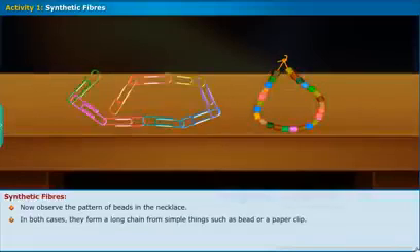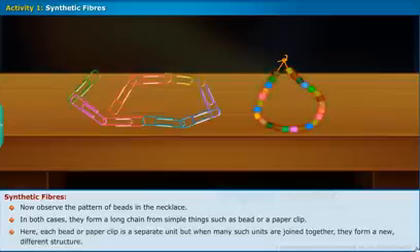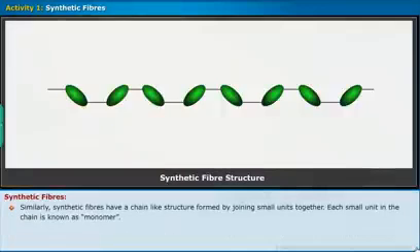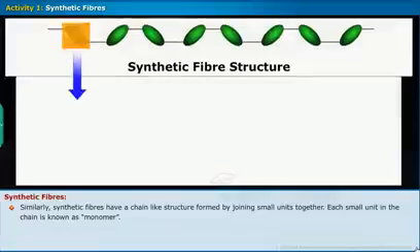In both cases, they form a long chain from simple things such as a bead or a paper clip. Here, each bead or paper clip is a separate unit, but when many such units are joined together, they form a new different structure. Similarly, synthetic fibers have a chain-like structure formed by joining small units together. Each small unit in the chain is known as monomer.